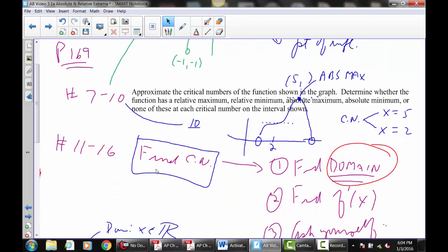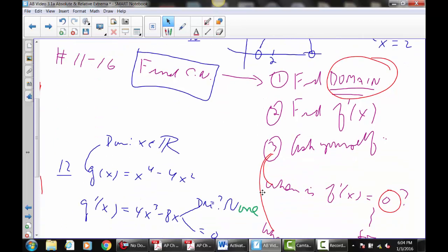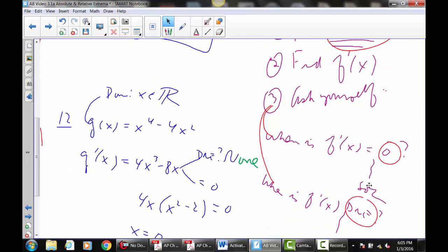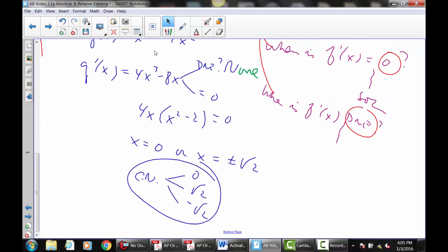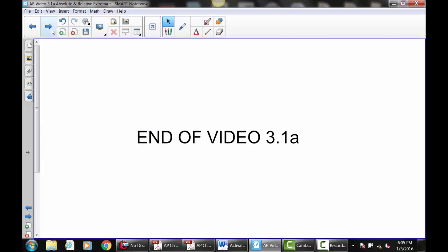Numbers 11 through 16, they no longer give you a graph. They just give you a function. They say find the critical numbers. Not the points, just the critical numbers. And you don't have to decide if they're maxes or mins or points of inflection. Your steps are first find the domain of the function. Then find the derivative and ask yourself when is the derivative 0 or non-existent. Number 12 is a polynomial function. Its domain is all real numbers. Here's the derivative. A polynomial will never not exist, but get into the habit of asking yourself that question every time. When does it equal 0? Factor the left side, and you get these 3 critical numbers. And that's the end of video 3.1a.